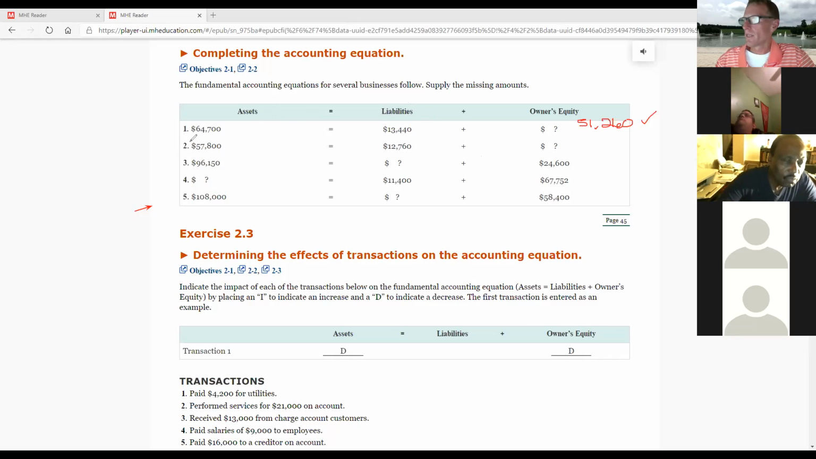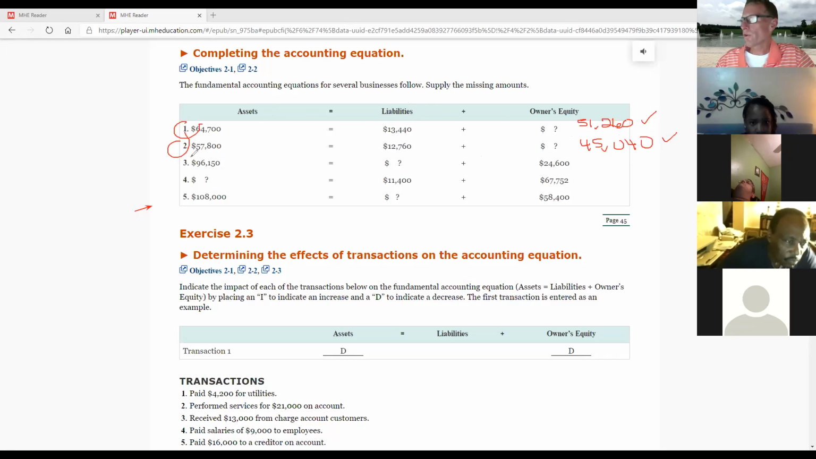All right. Number 2 works the same as number 1. Notice you only have one unknown. Looks like you should get about, I got 45,040 as equity. So the first 2 are the same. Notice on number 3, the unknown was your liability. And of course, I think that's 96,150. So your liability, you're still going to subtract. You should get, I think it's 71,550. If you got that, you're good.